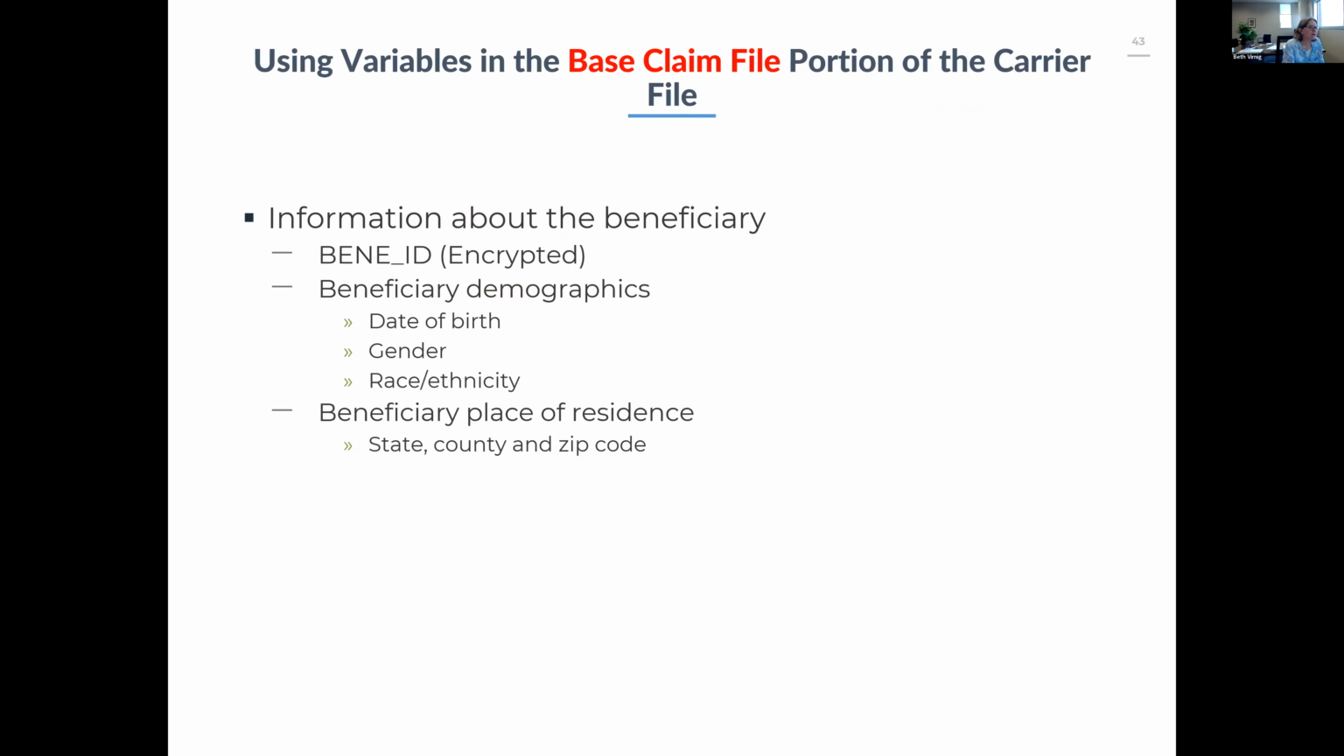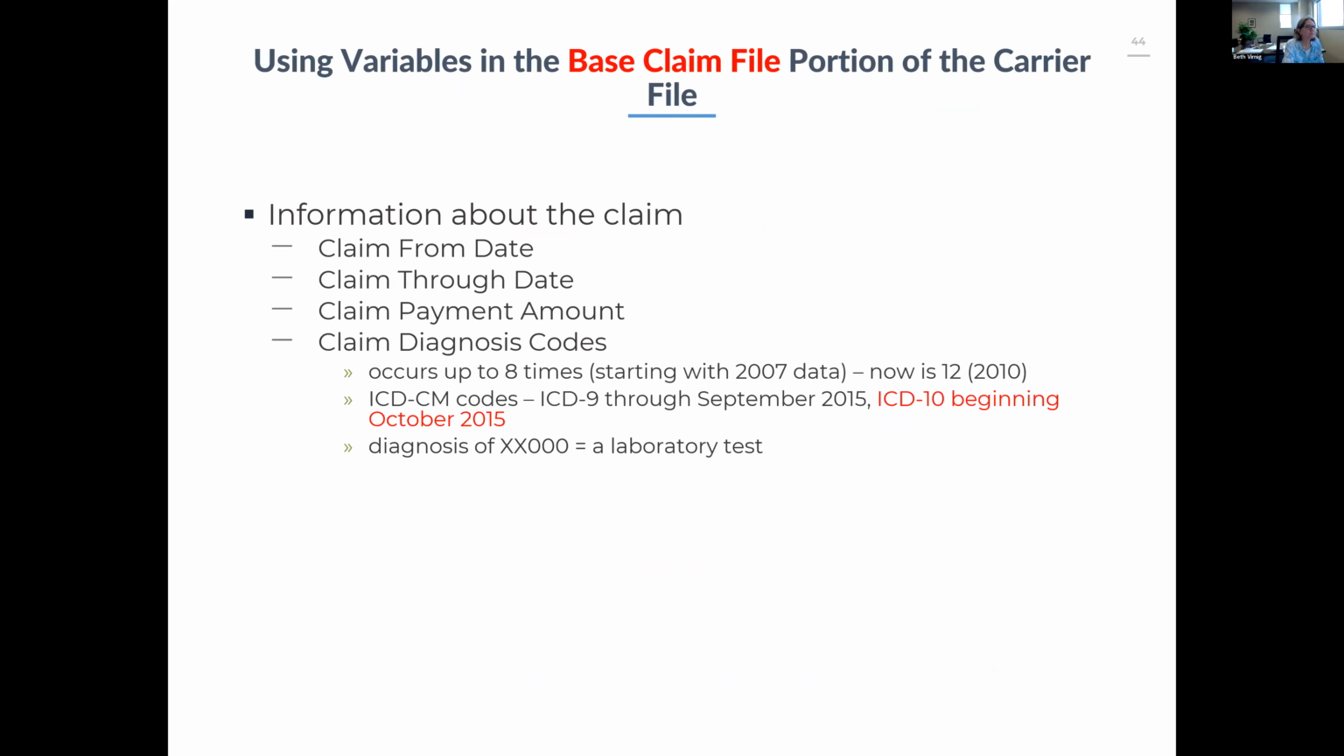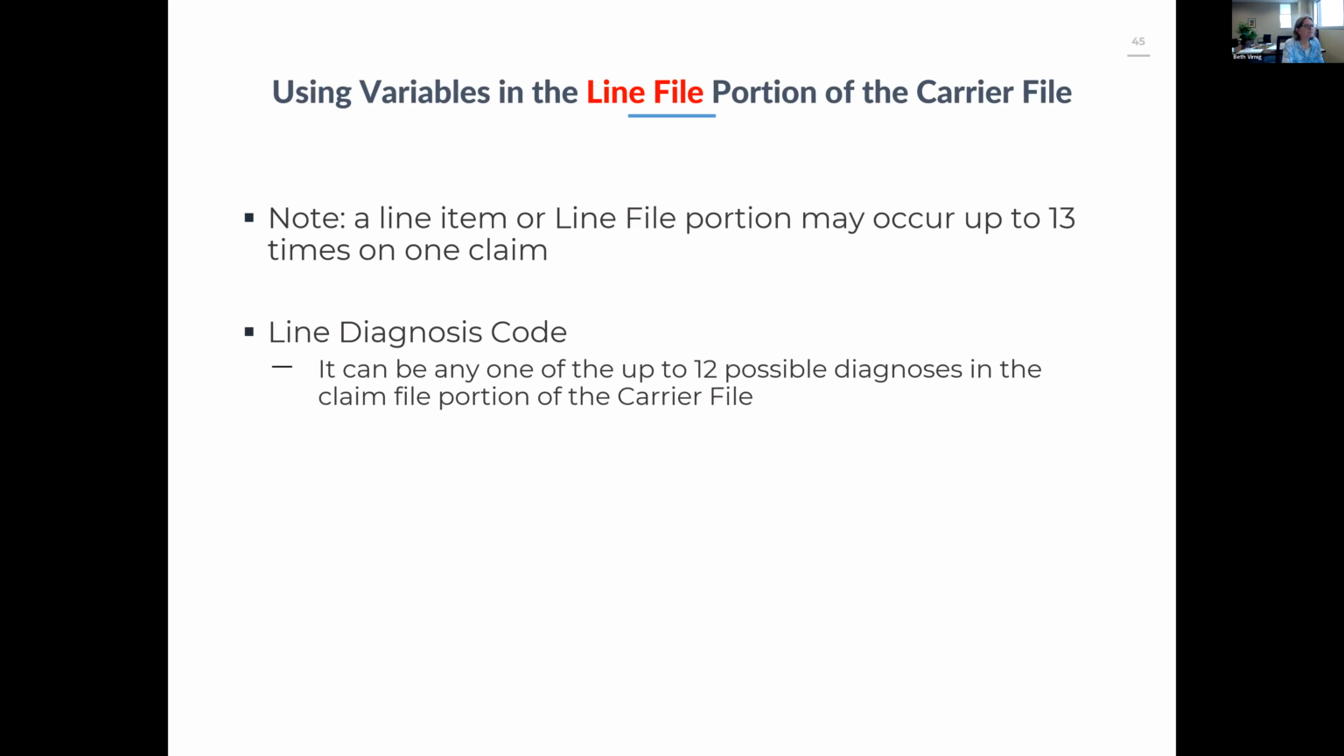The base claim file has the BENE ID, the demographics, and place of residence information. It has information about the claim: claim from date, claim through date, claim payment amount, and up to 8 diagnosis codes, or now 12 diagnosis codes. And don't forget, again, XX000 is a laboratory test diagnosis, so if you see that, it's not an unknown diagnosis code. It is, in fact, exactly what policy says it should be.